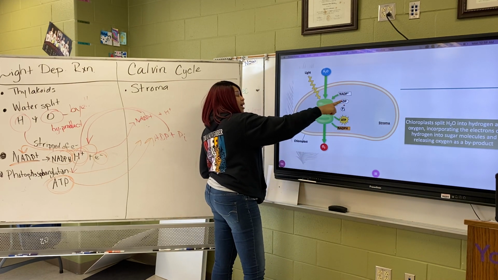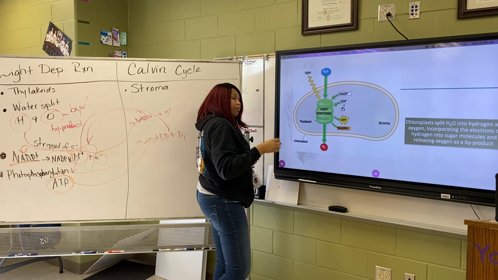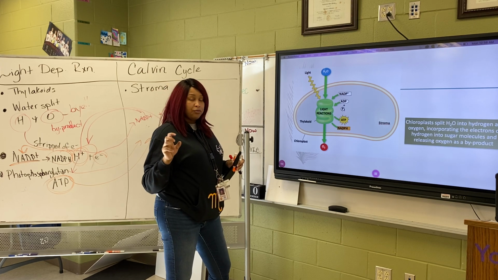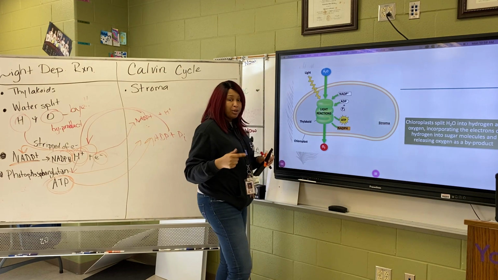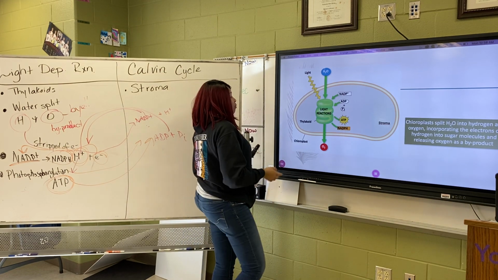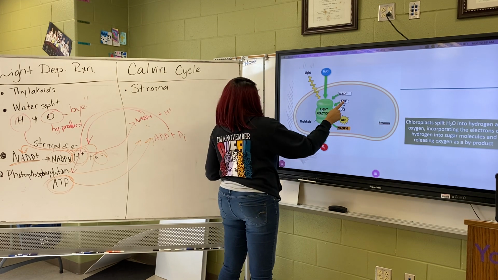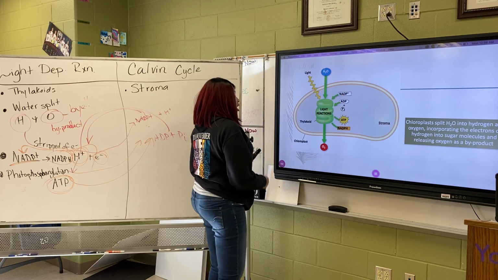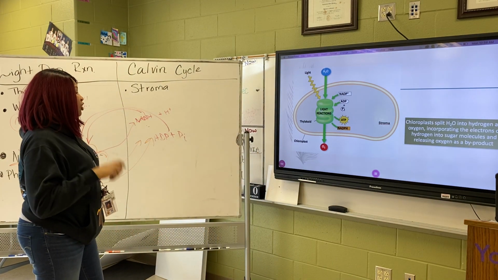ADP and inorganic phosphate are going to undergo photophosphorylation, and NADP plus is going to be reduced, okay? So they are changed into another molecule. ADP becomes ATP and NADP plus becomes NADPH. All of that is happening in the light dependent reaction.